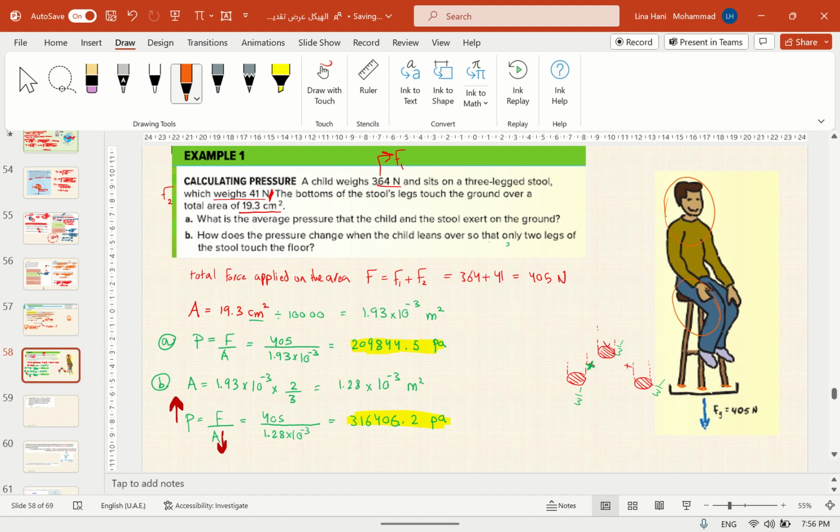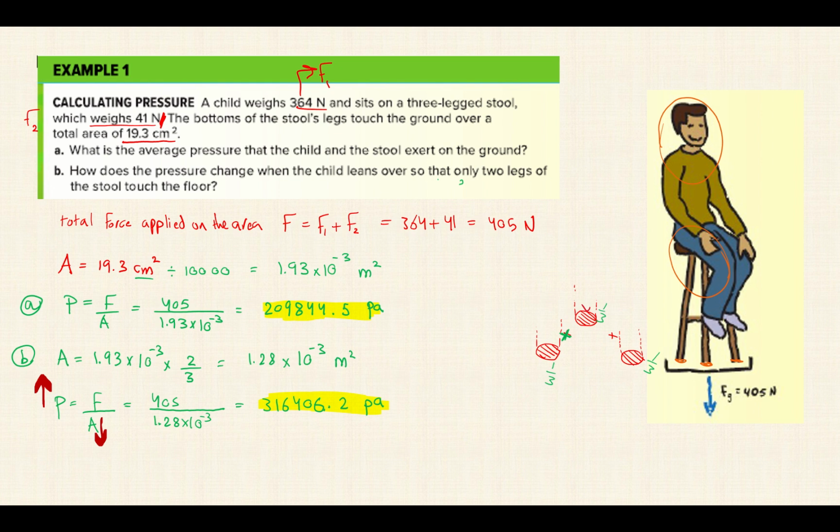This amount of force is applied on a total area of 19.3 centimeters squared. Since we have centimeters here, we need to turn it into meters by dividing by 10,000. So we'll get 1.93 times 10 to the negative 3 meters squared. Now after we prepared the area and the force, let's solve for A.